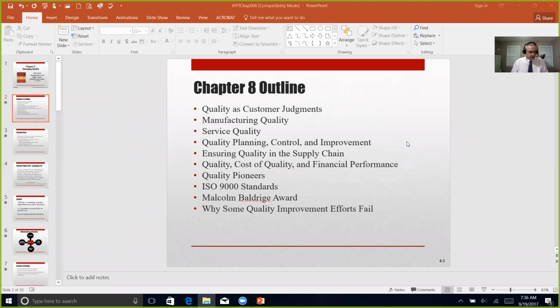Quality is customer judgment, manufacturing quality, service quality, quality planning, control, and development, ensuring quality in the supply chain, the cost of quality, who some of the pioneers of quality are, the ISO 9000 standards, the Malcolm Baldrige Award, why some quality improvements fail, and with that, quality.